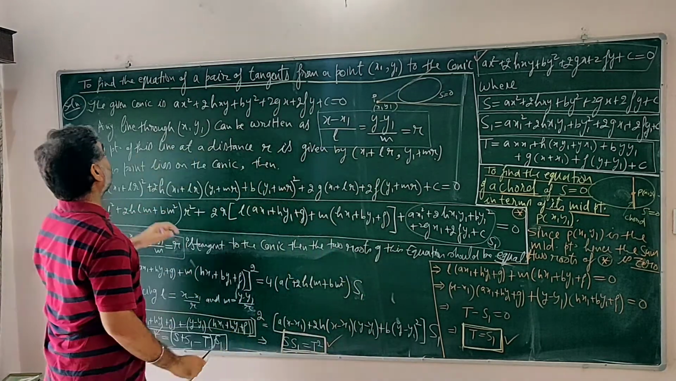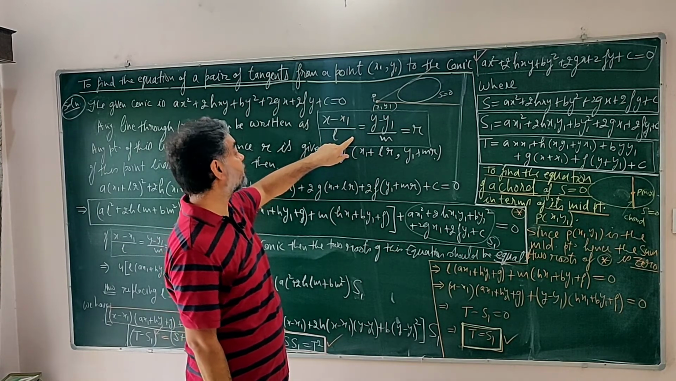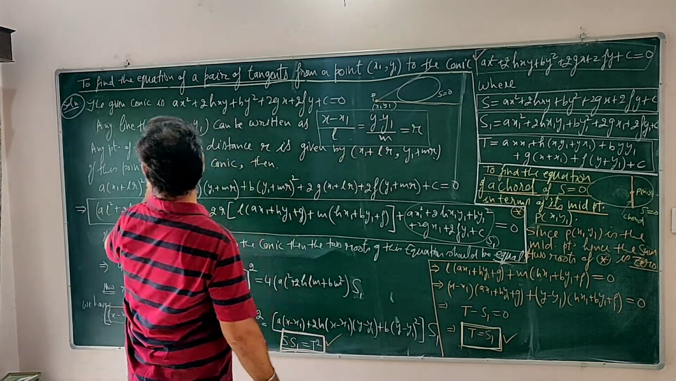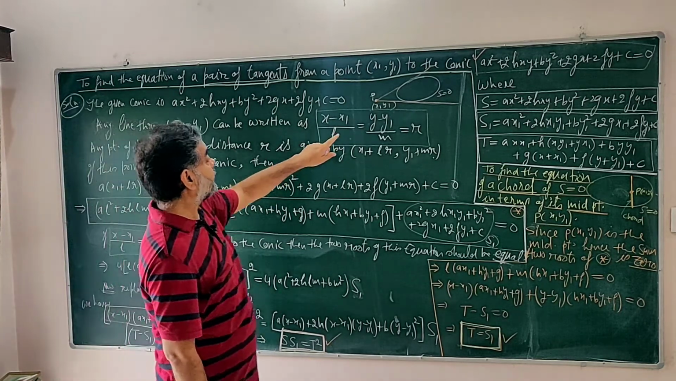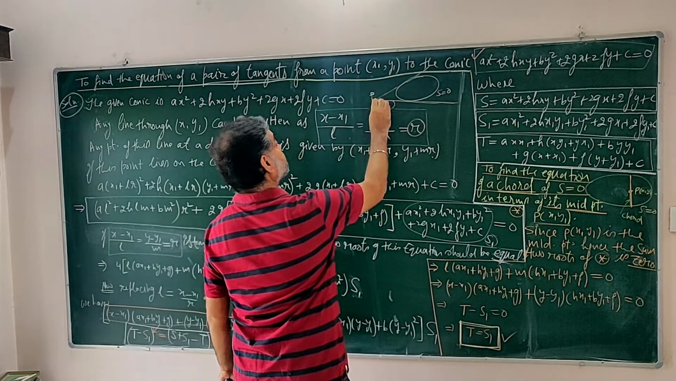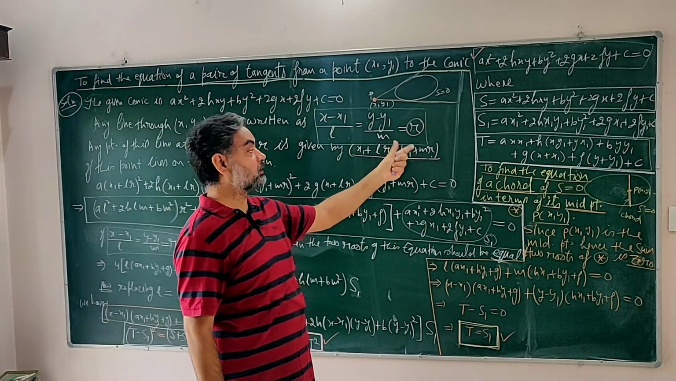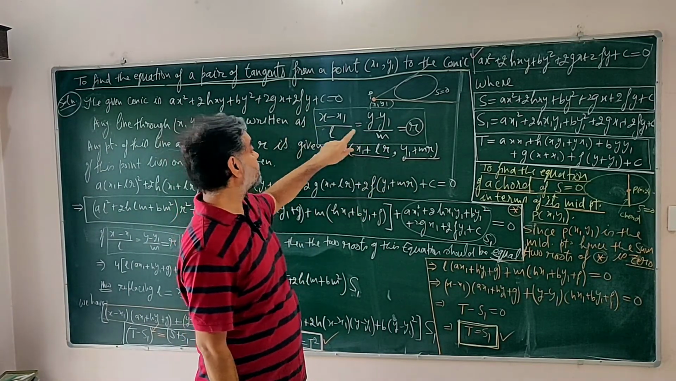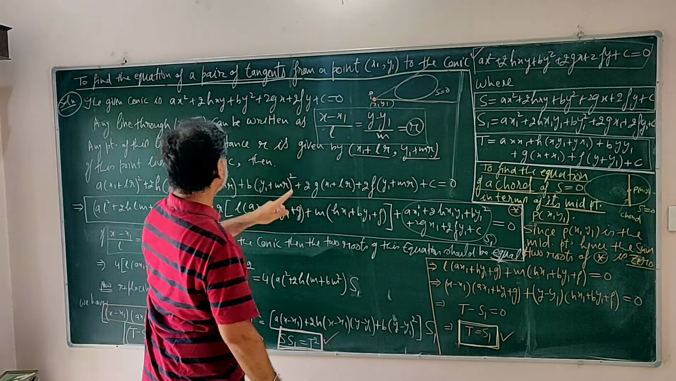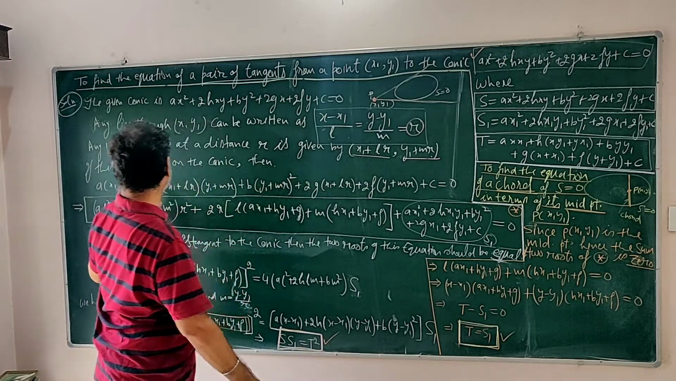How do we do that? The equation of any line that passes through the point x1, y1 is given by (x minus x1)/l equal to (y minus y1)/m equal to r, where any point on this line at a distance of r from the point x1, y1 has coordinates x1 plus lr and y1 plus mr. So if this point lies on this conic, then this point should satisfy the equation of the conic.